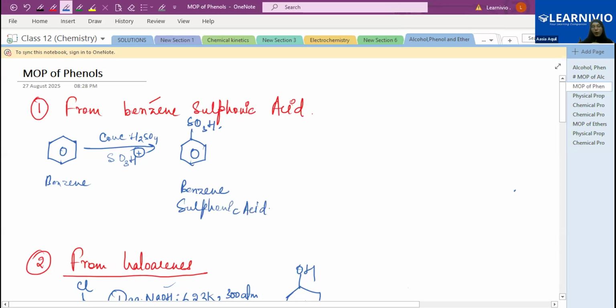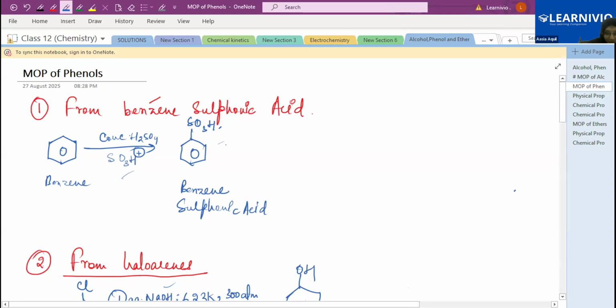So the first step is, by the electrophilic substitution reaction of benzene, you will get benzene sulfonic acid. Which reagent will you use? Concentrated sulfuric acid, which gives you the electrophile SO3H+. This electrophile will attack the benzene. You know very well the electron density in the benzene ring is quite high, so it will attack any carbon, here, and you will get benzene sulfonic acid. Now, what will be the next step?